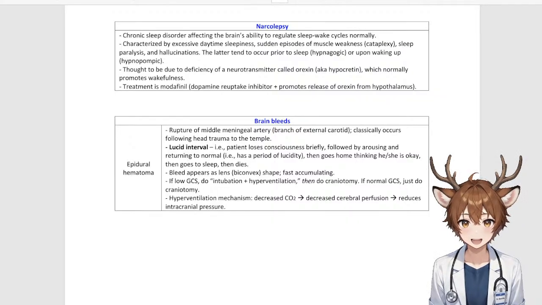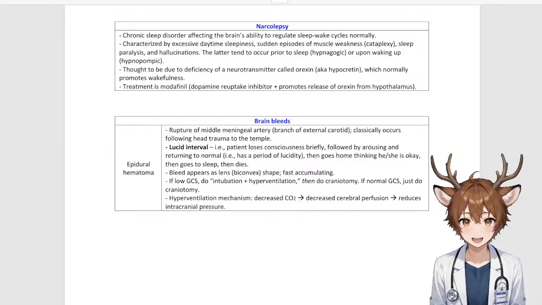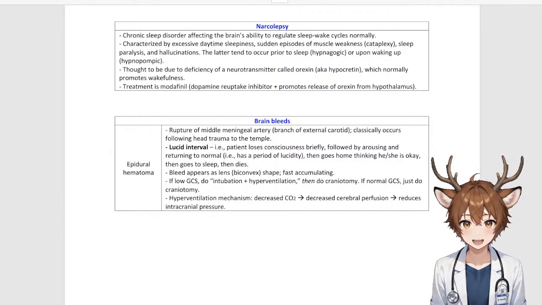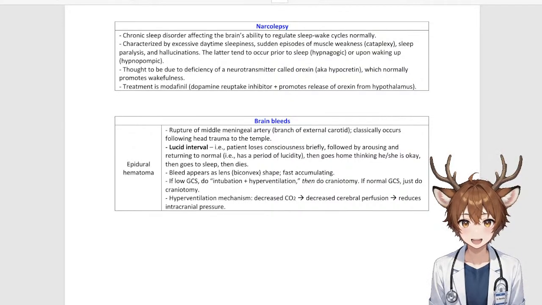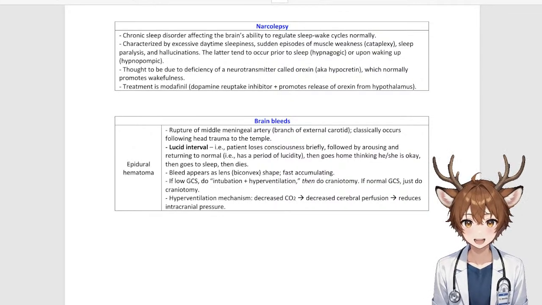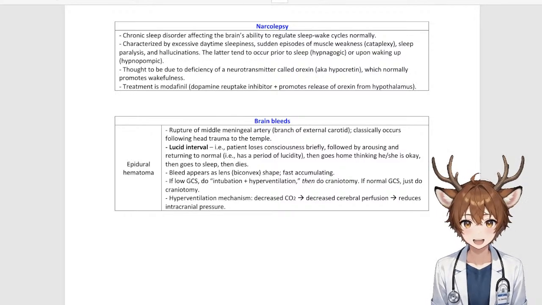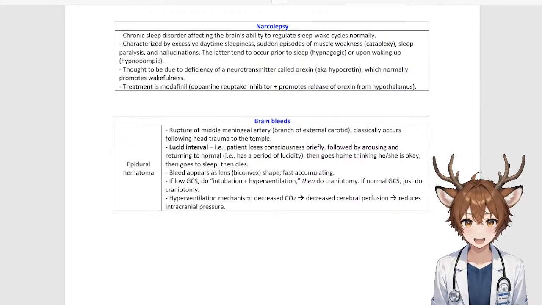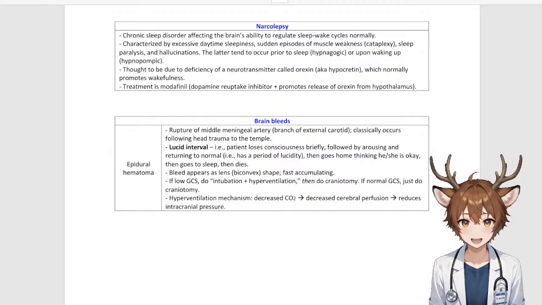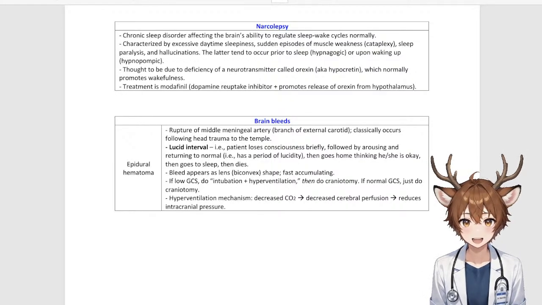Narcolepsy, chronic sleep disorder affecting the brain's ability to regulate sleep-wake cycles normally, characterized by excessive daytime sleepiness, sudden episodes of muscle weakness, cataplexy, sleep paralysis, and hallucinations. The latter tends to occur prior to sleep, hypnagogic, or upon waking up, hypnopompic, thought to be due to the deficiency of a neurotransmitter called orexin, aka hypocretin, which normally promotes wakefulness. Treatment is modafinil, dopamine reuptake inhibitor, plus promotes release of orexin from the hypothalamus.